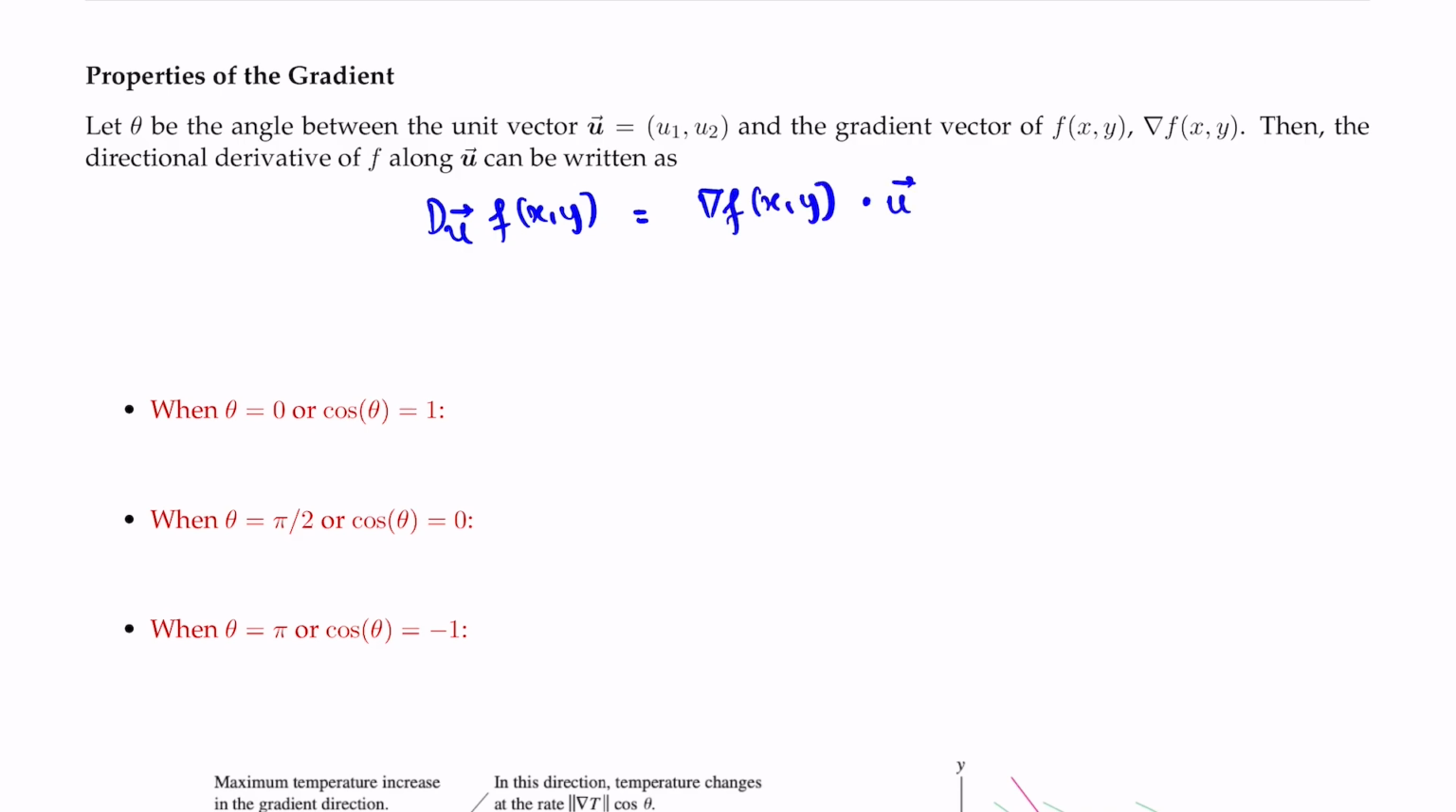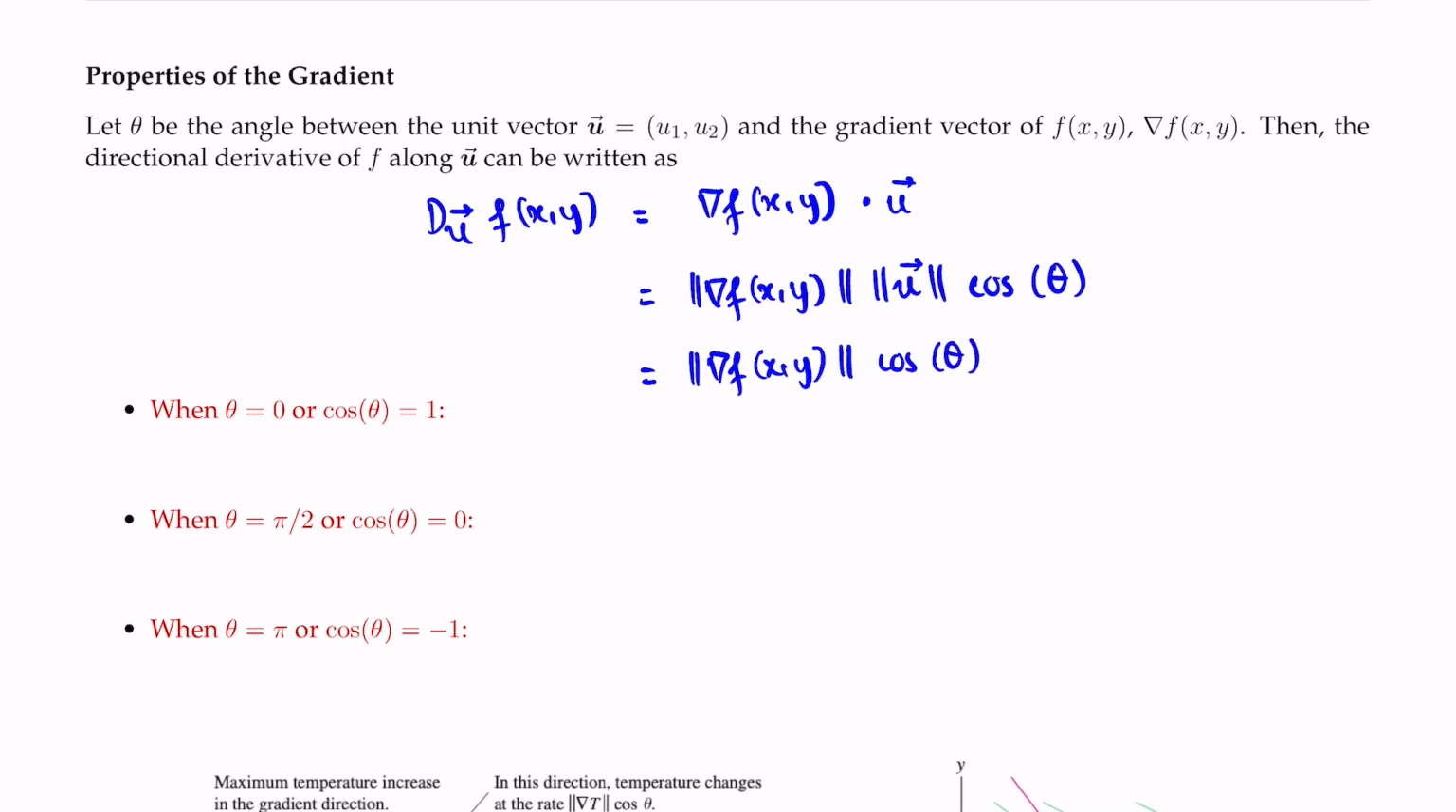Now we learned in the dot product lecture that using the geometric interpretations of the dot product, this can be written as the magnitude of the gradient vector multiplied with the magnitude of the unit vector times cosine of theta, for theta the angle between the unit vector and the gradient vector. But u is the unit vector, therefore the magnitude is equal to 1. Thus we got that the directional derivative can be written as the magnitude of the gradient multiplied with cosine of theta, again for theta the angle between the unit vector and the gradient vector.